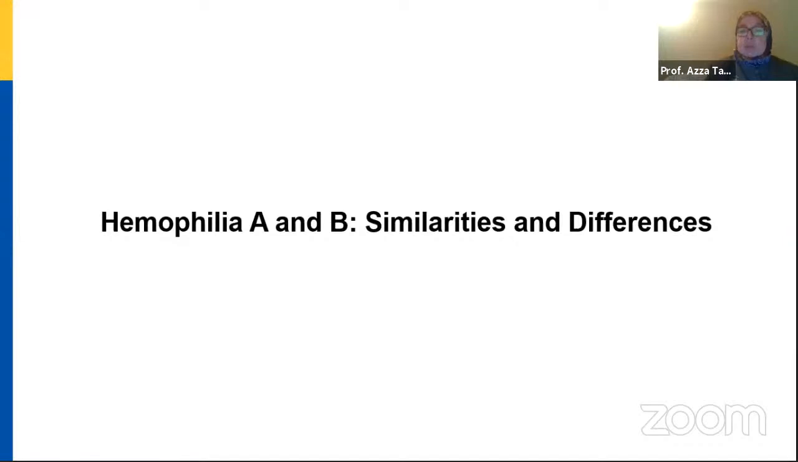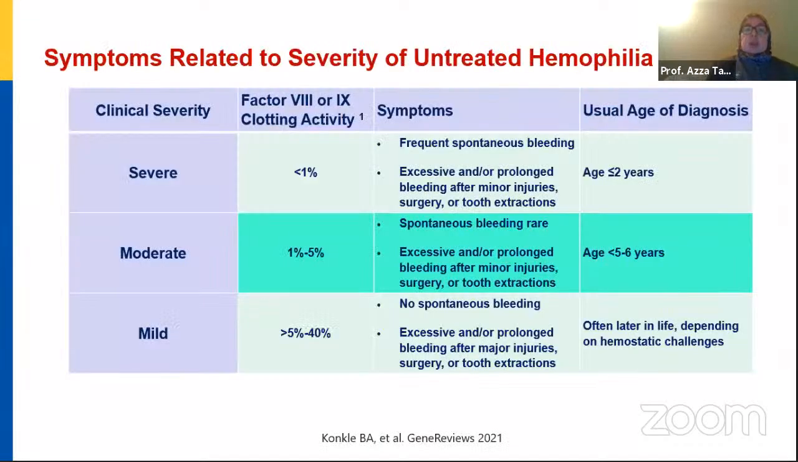What about hemophilia A and B, similarities and differences? Concerning the severity of untreated hemophilia A or B, it's based upon the factor level. If it is less than 1%, it is severe. 1 to 5%, it's moderate. More than 5 to 40%, it is a mild disease. Usually patients with severe disease bleed spontaneously. Those with moderate disease bleed with mild injuries, surgery, or tooth extractions. In mild disease, usually they don't bleed spontaneously. They will have excessive or prolonged bleeding after major injuries, surgery, or tooth extractions, and this often occurs later in life.